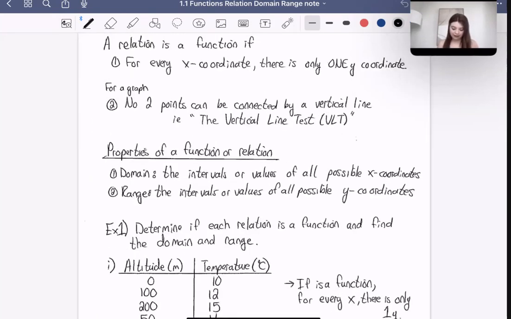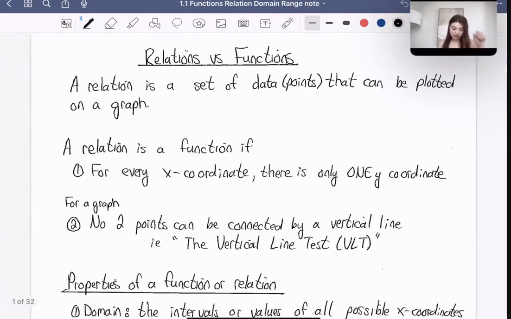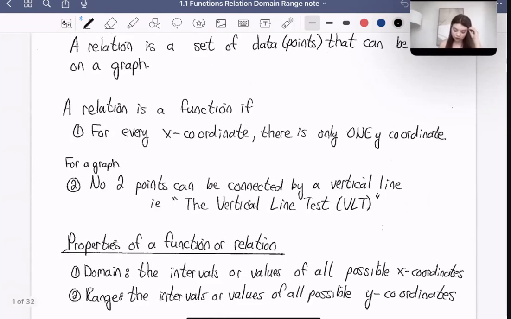Okay. So, as it says here, a relation is a set of data points that can be plotted on a graph. So, anything that can be plotted on a graph is a relation. Okay? A relation is also a function if for every x coordinate, there's only one y coordinate. Or if it's on a graph, no 2 points can be connected by a vertical line, right?